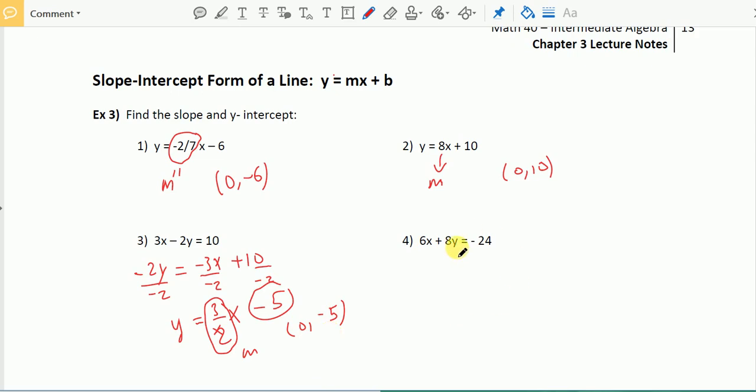And you can do the same thing to number 4 as number 3, and you get y to be minus 3 over 4 x minus 3, and the number in front of the x variable is just the m or the slope, and minus 3 is the y-intercept, or (0, -3).